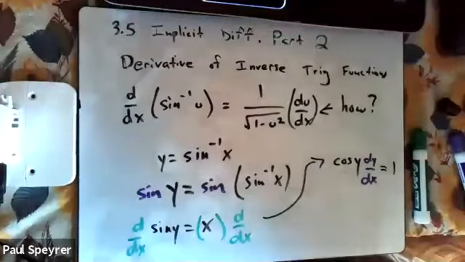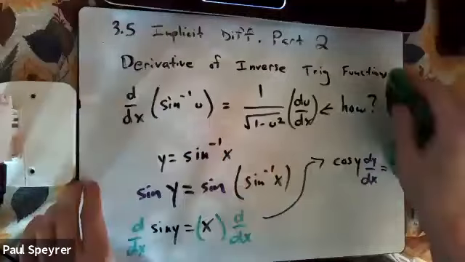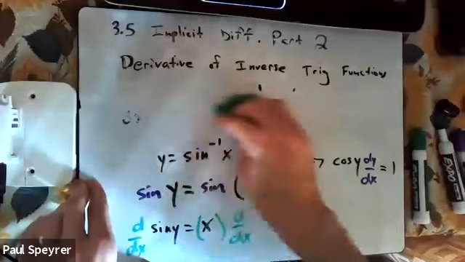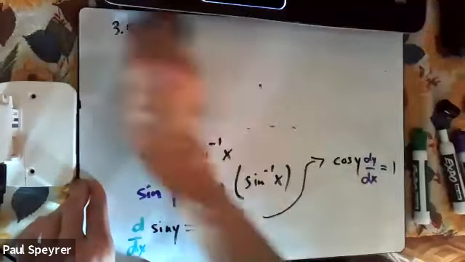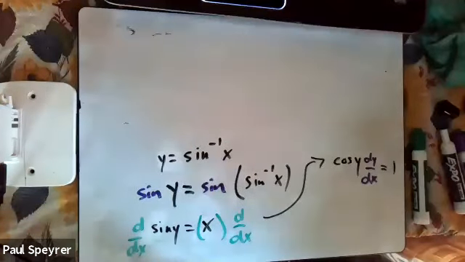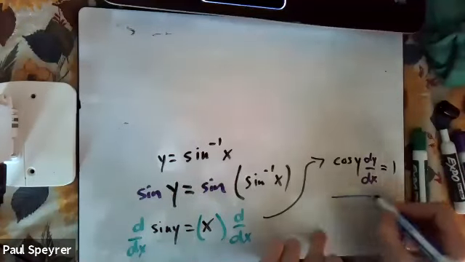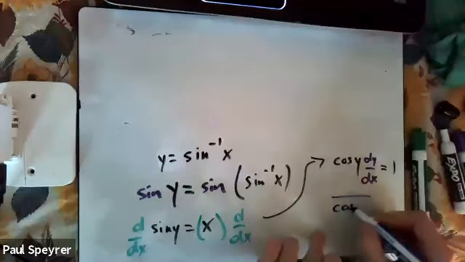Now, where do we go? Remember, what did we do in part 1 of implicit differentiation? After that, we went ahead and isolated the dy dx component. How do we do that? We're going to divide both sides by cosine of y.